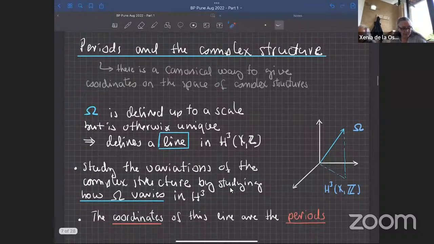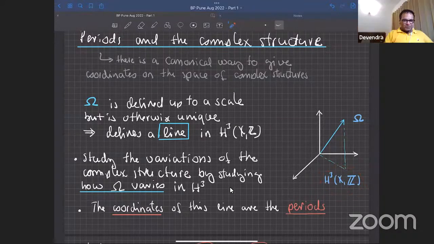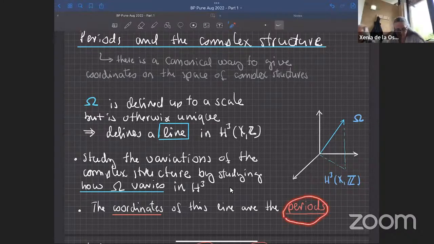So as I just said before, the holomorphic form is defined up to a scale, but otherwise unique. So it defines a line in the integral third cohomology of the Calabi-Yau. So you have a caricature like this: if you have H^3 here, then Omega defines a line inside H^3. So what we're going to do is study the variations of the complex structure by studying how Omega varies inside H^3. Of course, as you vary the complex structure, what you mean by a (p,q) form changes. So then Omega, this line, moves inside this lattice. And the periods are the coordinates of this line inside H^3.